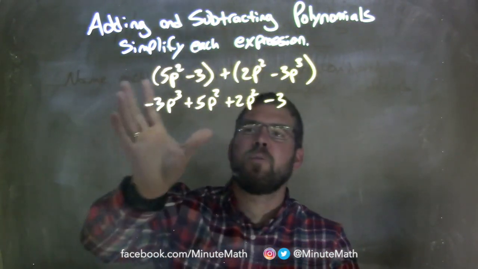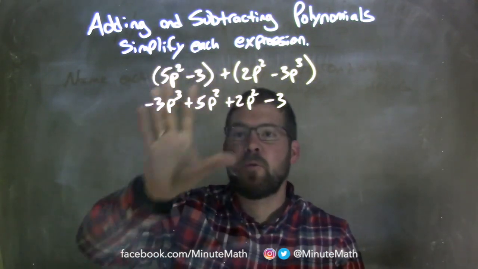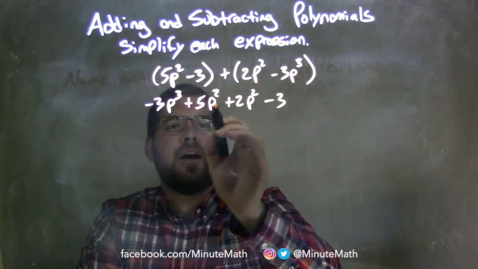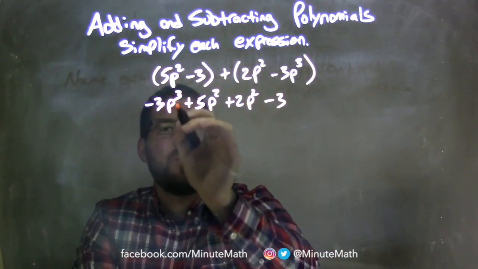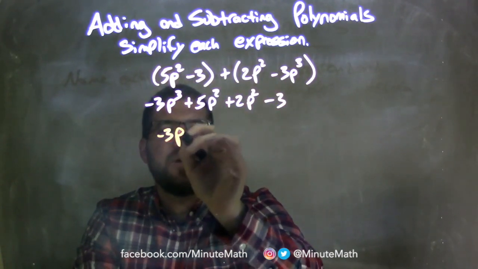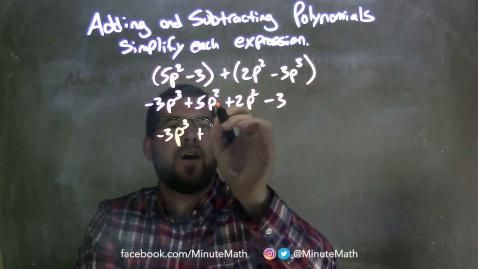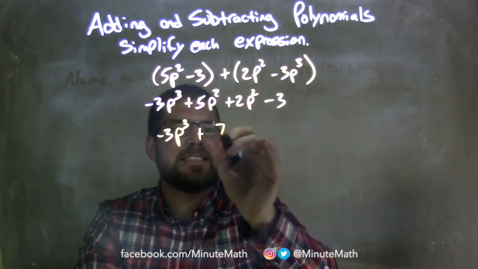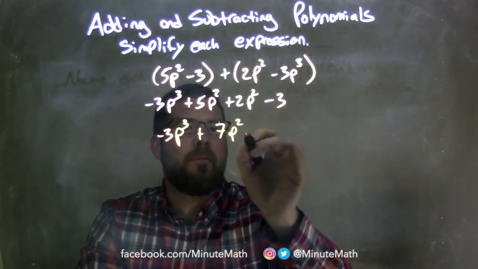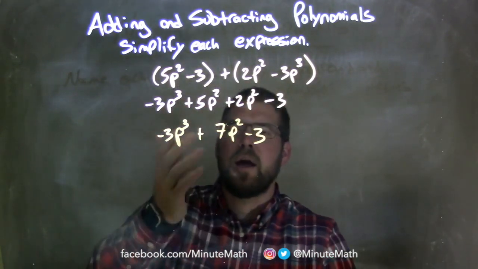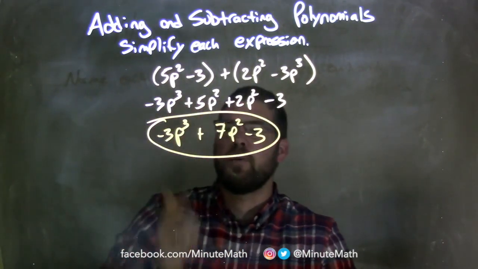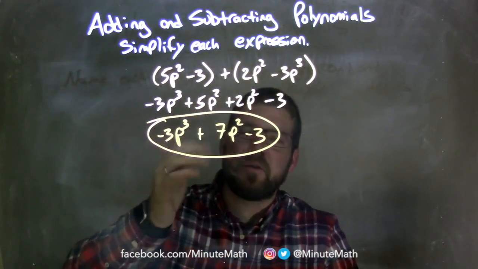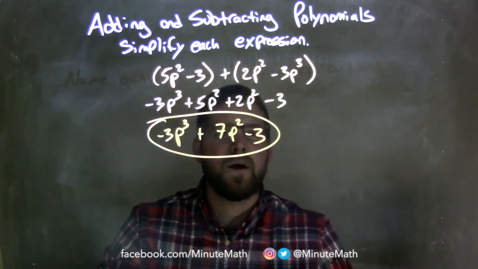Now, the way I combine these, I have my like terms now are p squared. I can combine them together. There's no other p to the third, so I have negative 3p to the third here, plus 5p squared plus 2p squared is 7p squared. And we have a minus 3, and there we have it. We have our expression simplified. Can't be simplified anymore. So we found a negative 3p to the third plus 7p squared minus 3.